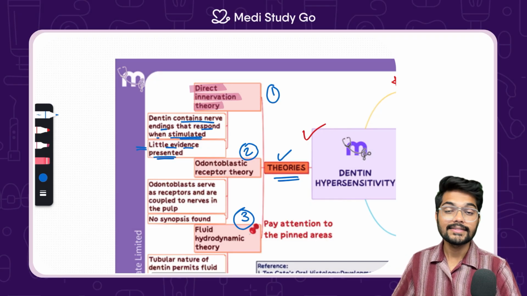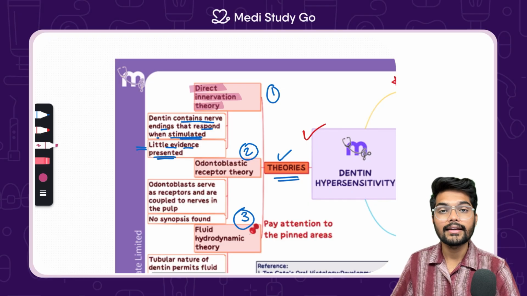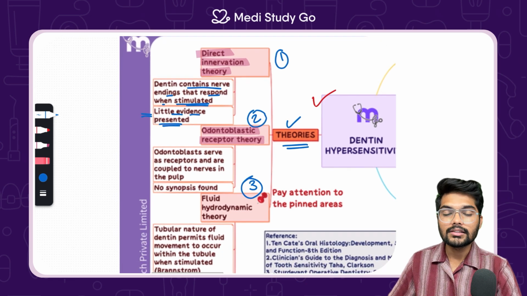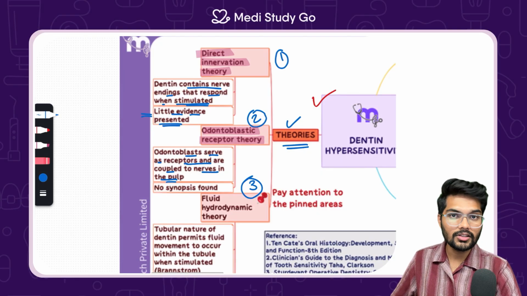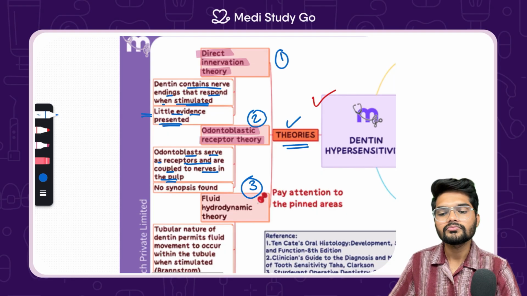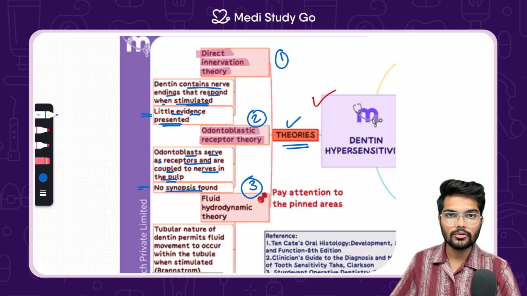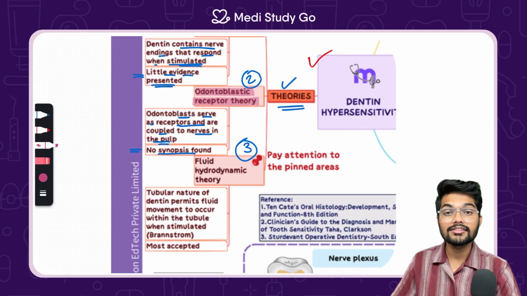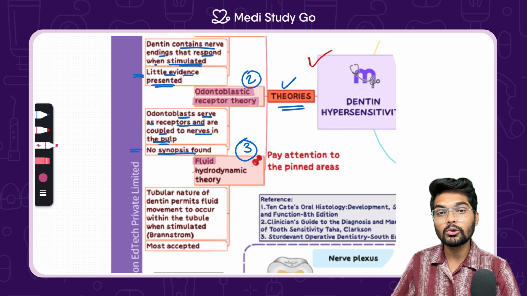Which brings us to our second theory, that is odontoblastic receptor theory. According to this theory, odontoblasts serve as receptors and are coupled to nerves in the pulp, right? So basically odontoblasts are going to be the receptors, or the cells where the stimulus is going to be presented, and there is no significant amount of synapses found for this, so this cannot be the most accepted theory again.